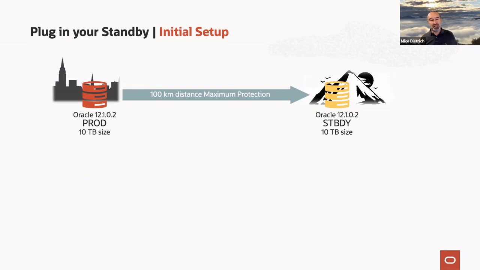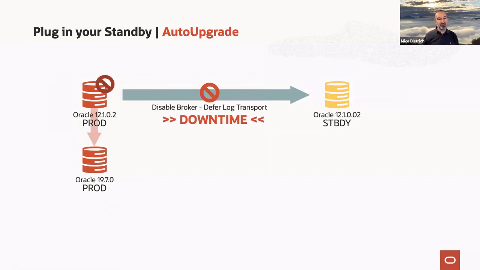So let's start with the first step here. We have downtime. It's a Data Guard environment, so we disable the broker and we defer the log transport. I defer the log transport to be on the extra safe side. You don't necessarily have to, but you must disable the broker. Then I upgrade my database from 12102 to 19c. Standard.